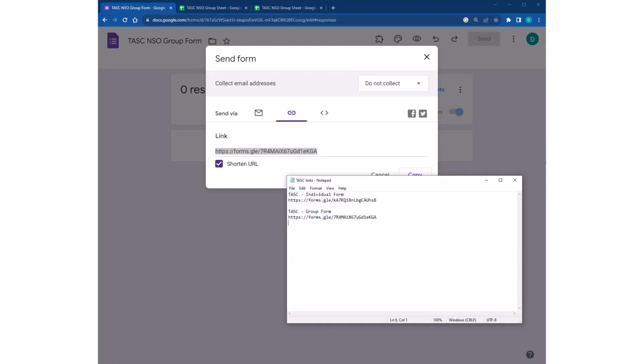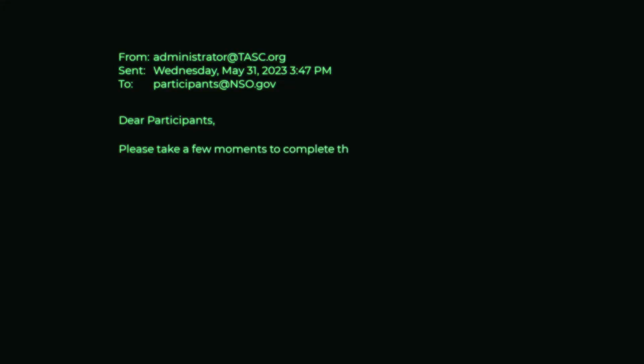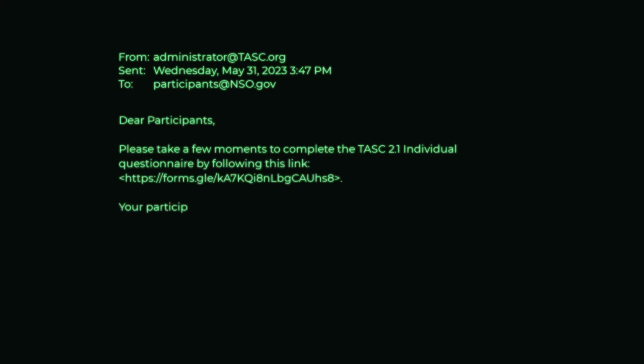Once you have created the links, send the link for individuals to all participants. After they have completed submitting their responses for the individual round, and you have assigned participants to various groups, send one group link to each group where they respond together as a team.